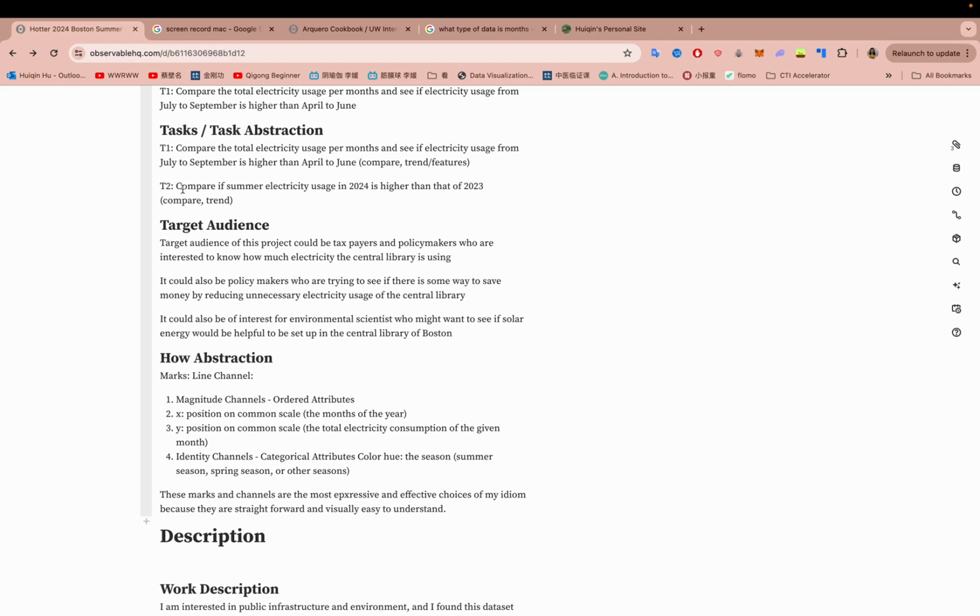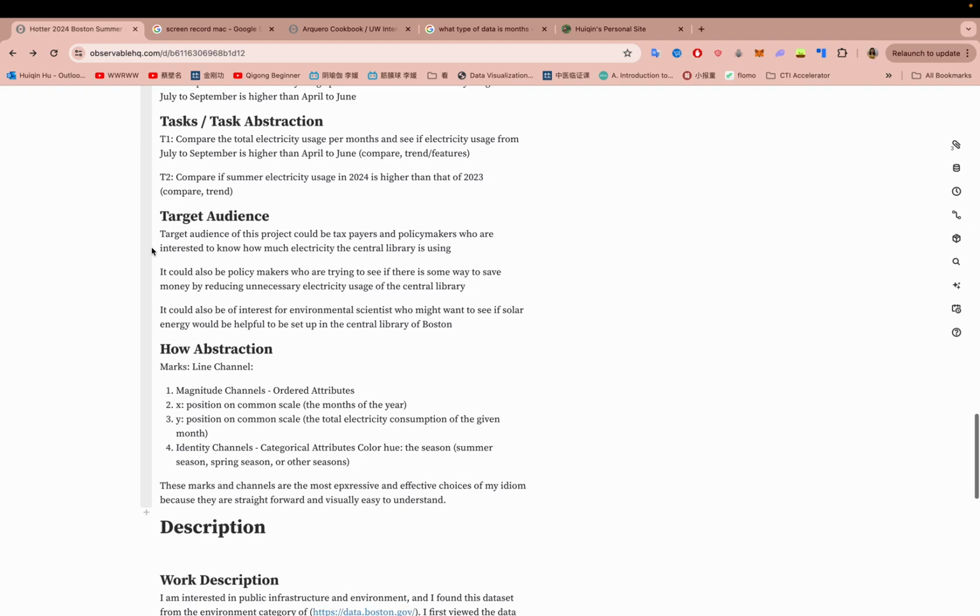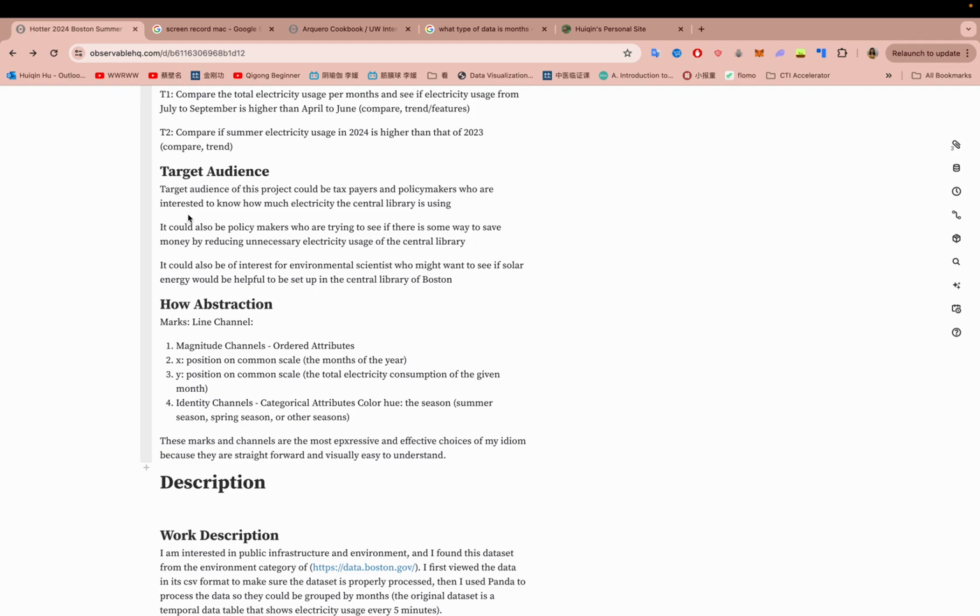I also this time was able to look at how to do task abstraction. So I know that in this case I did compare trend for both tasks 1 and 2. And then for target audience, this project is mainly targeted towards people who are either taxpayers of Boston or policymakers or environmental scientists at Boston. I also did a how abstraction on my idiom.